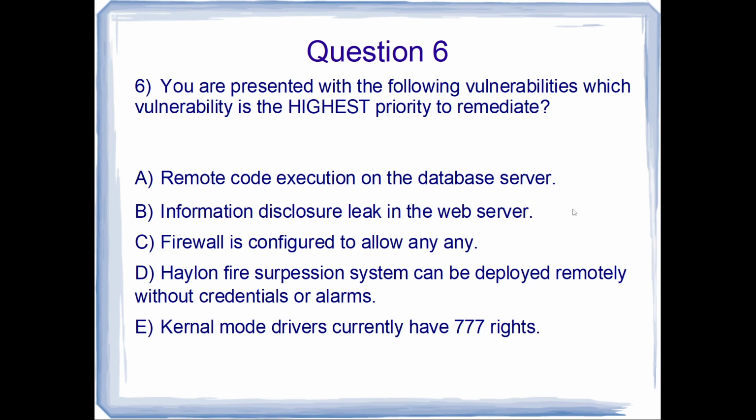Question number 6. You are presented with the following vulnerabilities. Which vulnerability is the highest priority to remediate? A: Remote code execution on the database server. B: Information disclosure leak into web server. C: Firewall is configured to allow any. D: The Halon fire suppression system can be deployed remotely without credentials or alarms. E: Kernel mode drivers currently have 777 writes.